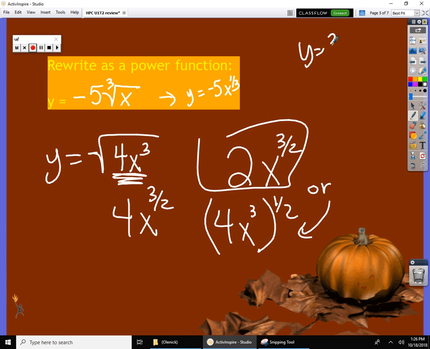Y equals 3 over x to the fourth, which is y equals 3x to the negative 4. Why is it negative 4 and not just 4? Because it's in the basement. It's in the denominator. Okay?